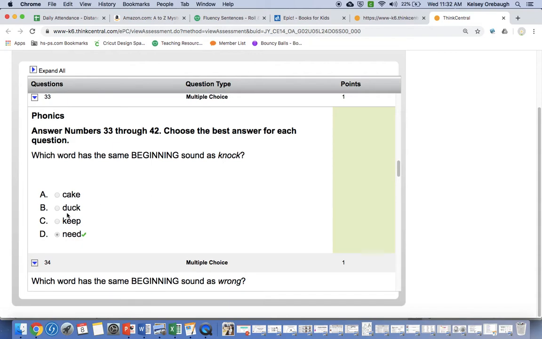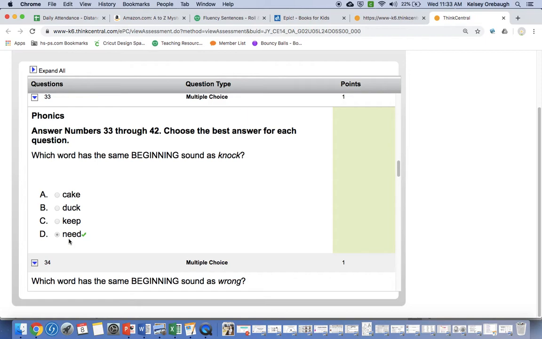Duck, the beginning sound is d, d. Nope. Keep. Oh, there we go. We see the K. Again, they both start with a K, but they do not make the same beginning sound. The word knock starts with the sound n. Keep has the sound k in the beginning.